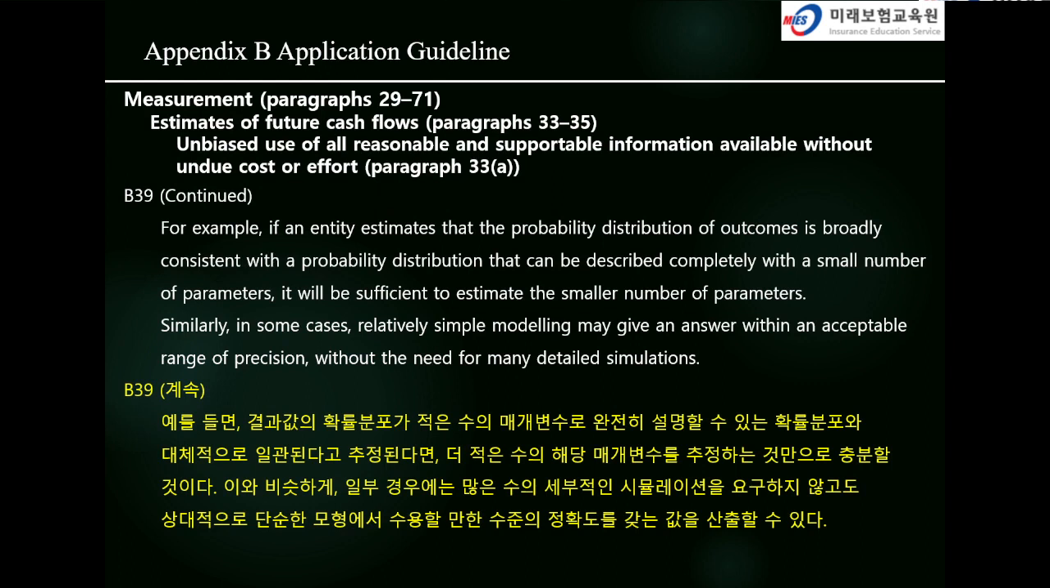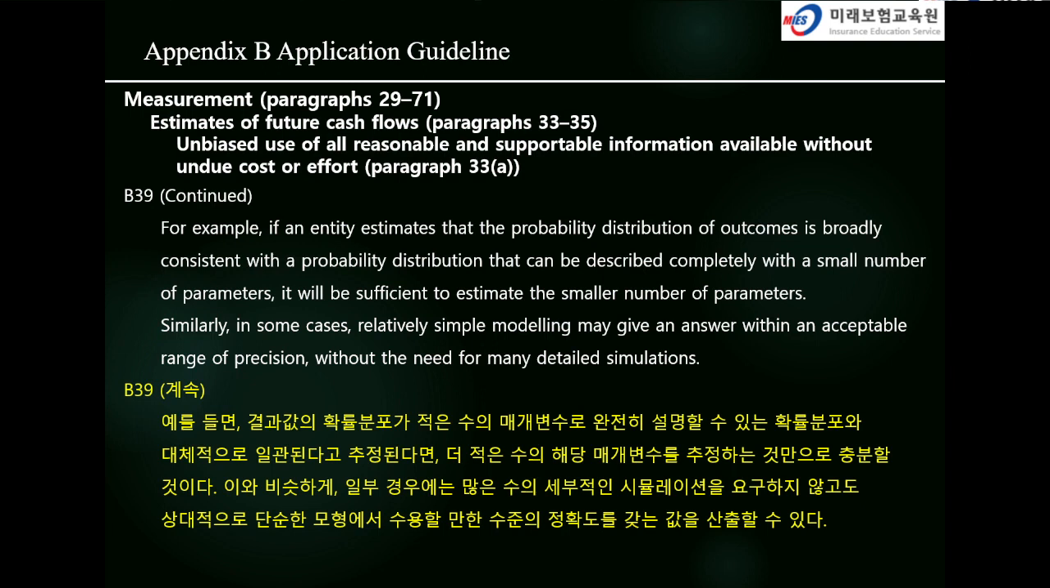How are we going to do that? Let's say, for example, an entity estimates that the probability distribution of outcomes, like PDF or CDF, is broadly consistent with a probability distribution that can be described completely with a small number of parameters, it will be sufficient to estimate the small number of parameters, right? It is not sufficient to estimate the future cash flow, no, a small number of parameters. So you'll probably need very basic knowledge about statistics.